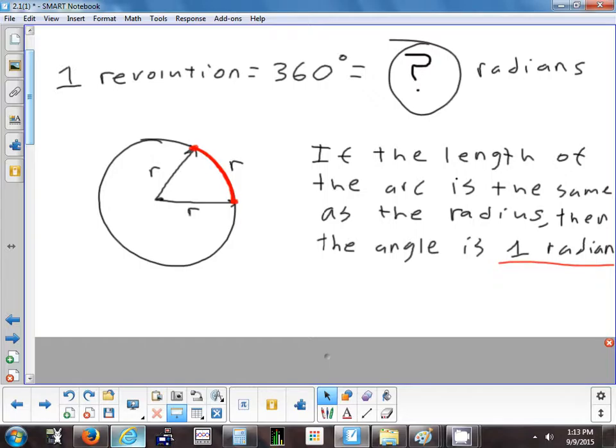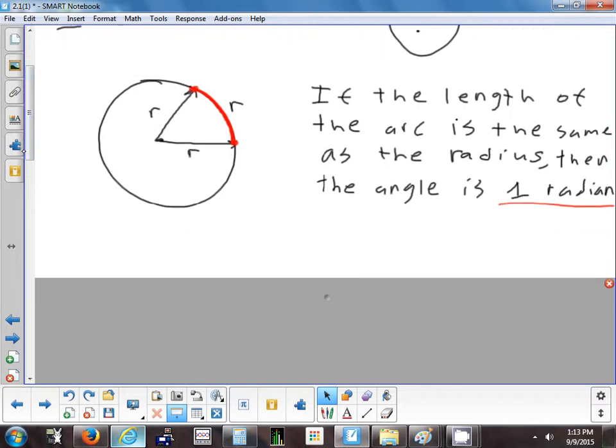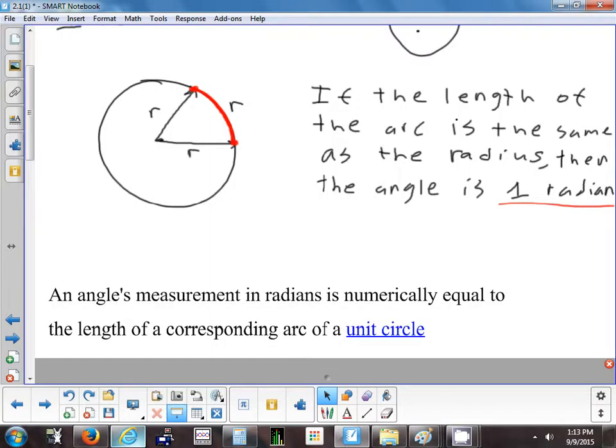So the next part, we're going to try to figure out how we can change between radians and degrees. Okay, and I've got to give you a piece of information. Okay, we've got to start with something. So this is what we're going to start with. Okay, it says that an angle's measurement in radians is numerically equal to the length of the corresponding arc on a unit circle.